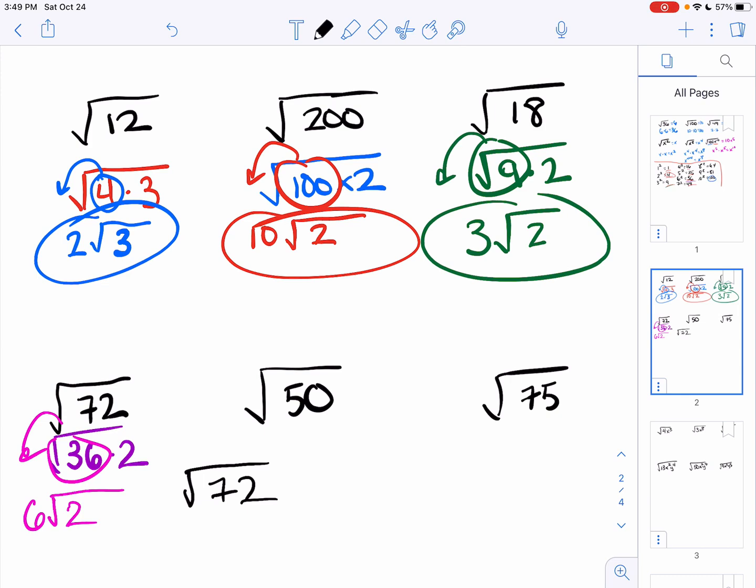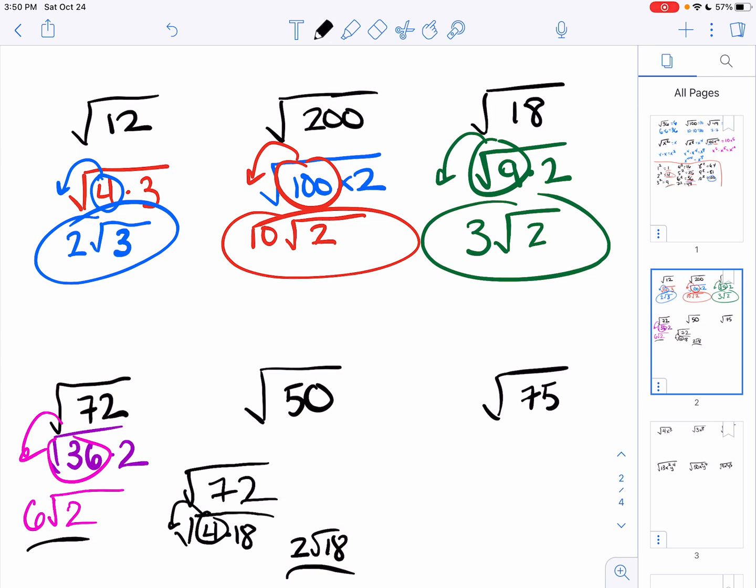72 divided by 4 is 18. So we can split this into 18. I'm sorry, put the perfect square first: 4 times 18. Well, the 4 can come out of the radical as a 2. So I get 2 radical 18. Well, is 6 radical 2 the same thing as 2 radical 18?